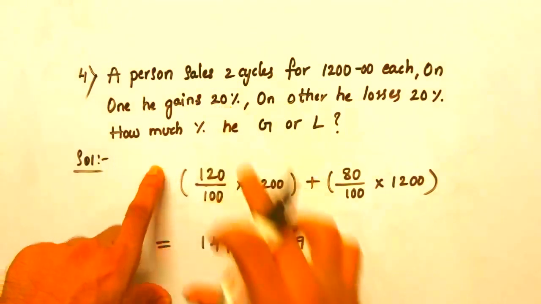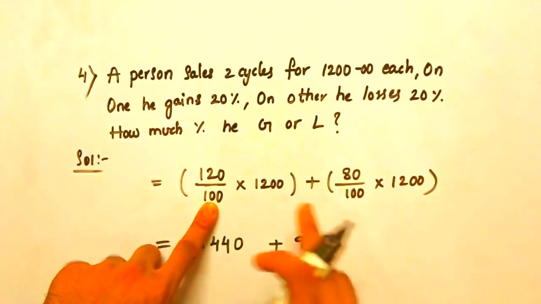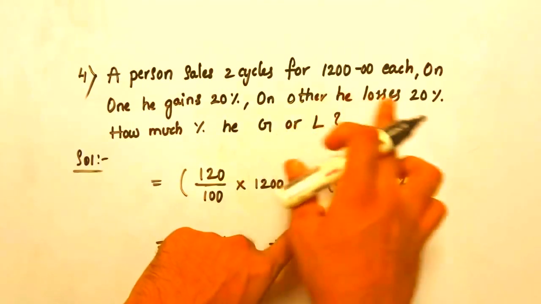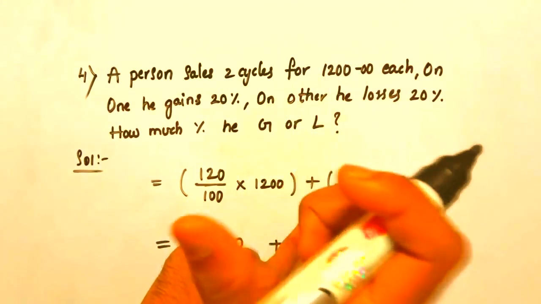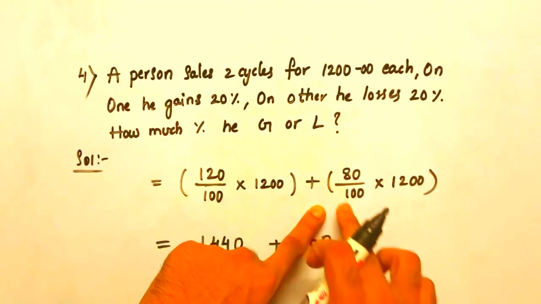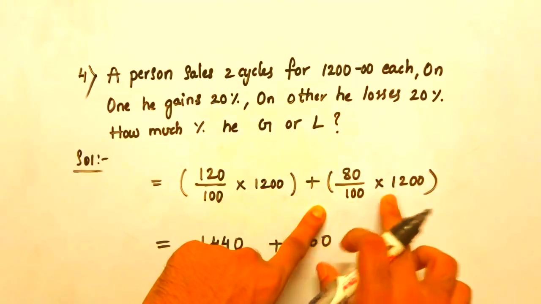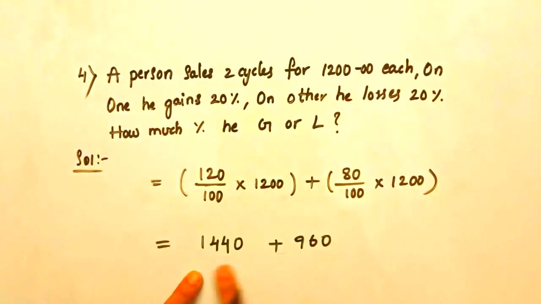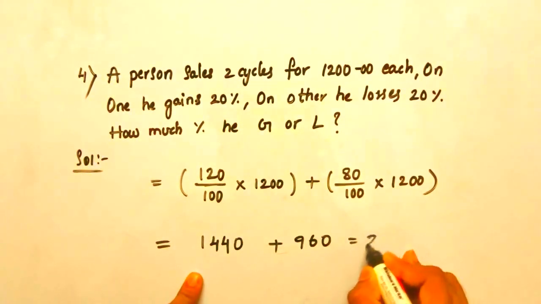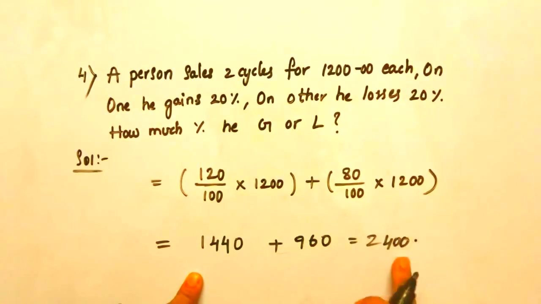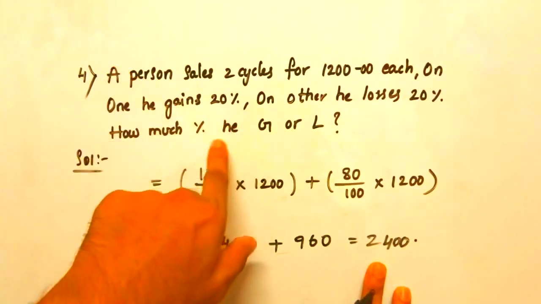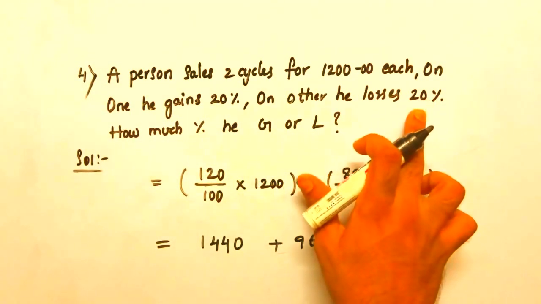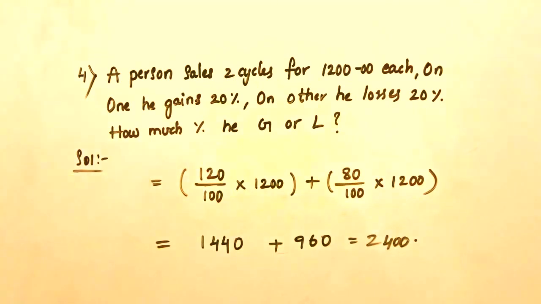He gains 20%, which means 100% of the selling price plus 20% extra. That means 120 divided by 100 into 1200. Plus on the second cycle he loses 20%. So the selling price of 100 minus 20% is 80, divided by the total selling price 100, into 1200. By doing a small calculation we get these two values. By adding both of these we get 2400 only. So there is no change. The person did not lose or gain. But please change the percentage of loss into 10% and let's find out the answer.